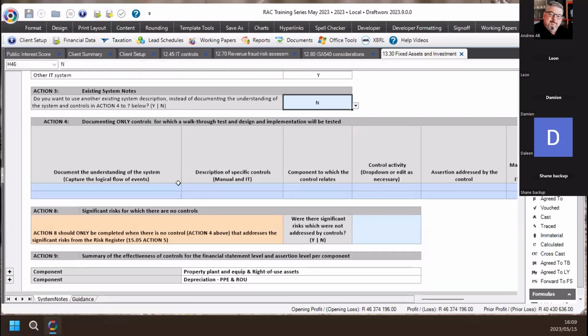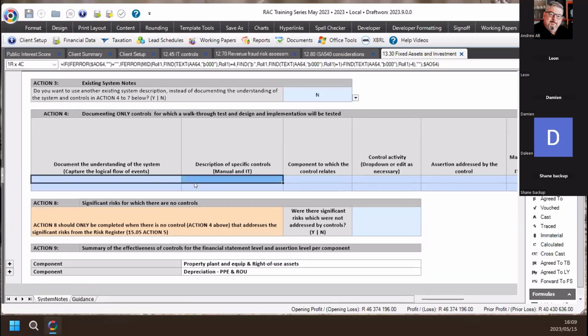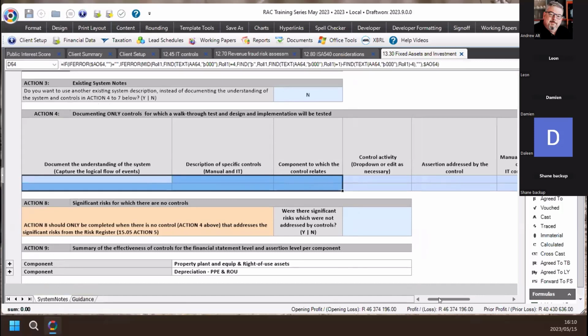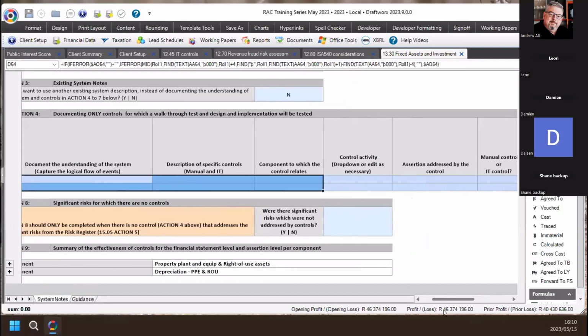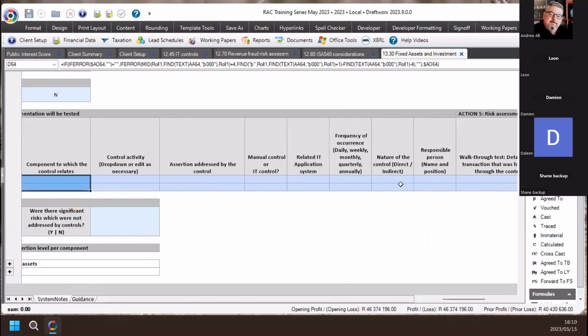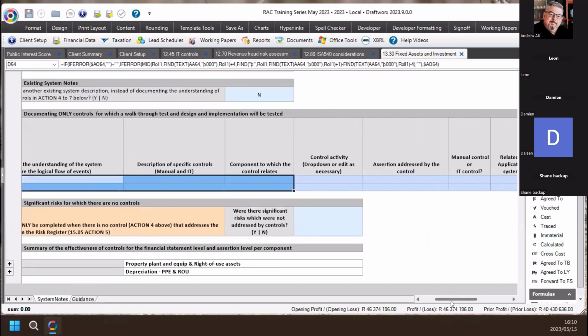Use this as your major system description. Then please make sure that the detail that you capture here deals with everything from initiation to final recording, to testing, to whatever might be related to this cycle. You've got to document everything here.